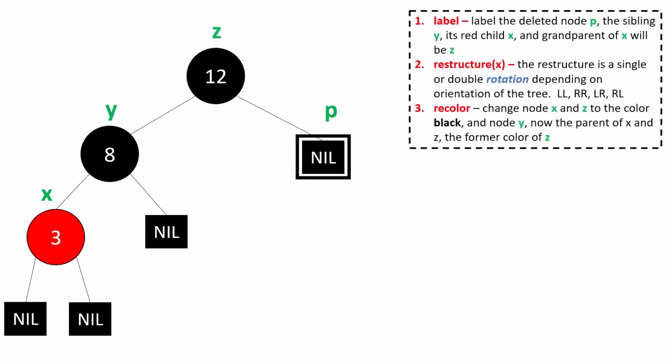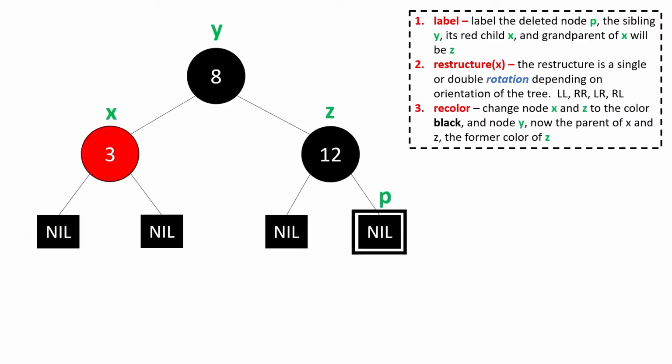We just label them here, okay? Here are the steps again for deletion. We labeled all the nodes, and we're going to restructure around X, the red child, okay? This is really just going to be a single rotation to the right. So this is a left case. And really, we're just going to be restructuring around Y, not X. But the method that we coded would take care of that. All right, so this would be a single rotation.